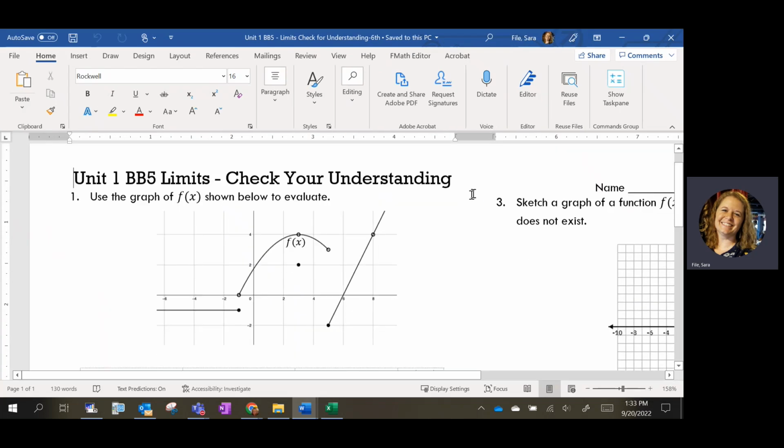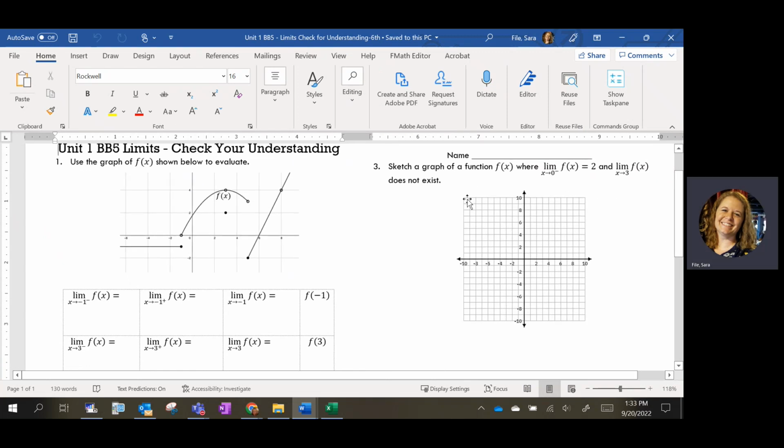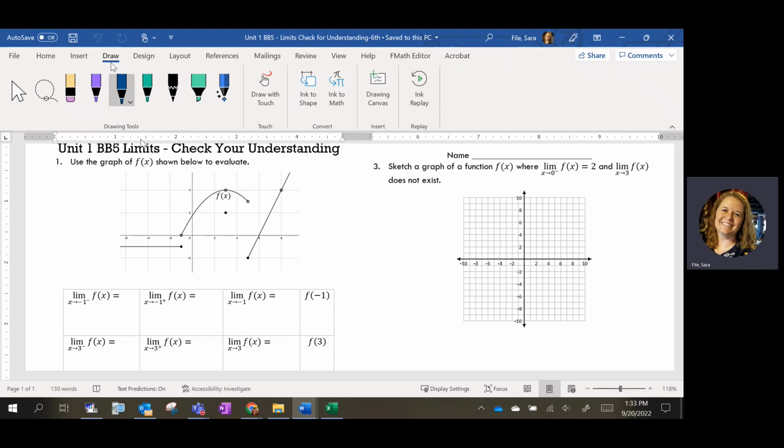All right, so the check for understanding, the first one is similar to what we were doing on the notes page with the bride and groom. We're saying approach from the left, approach from the right. So what's the overall limit? And then evaluate. Okay, so you were doing that at -1 and at 3. So if you were able to do this on Thursday, great. If not, I think you should be able to answer those now, right? Does anybody still need me to go over this type of problem?